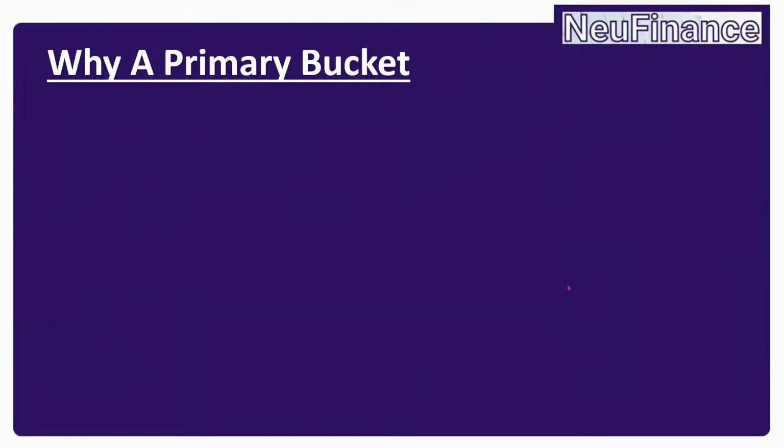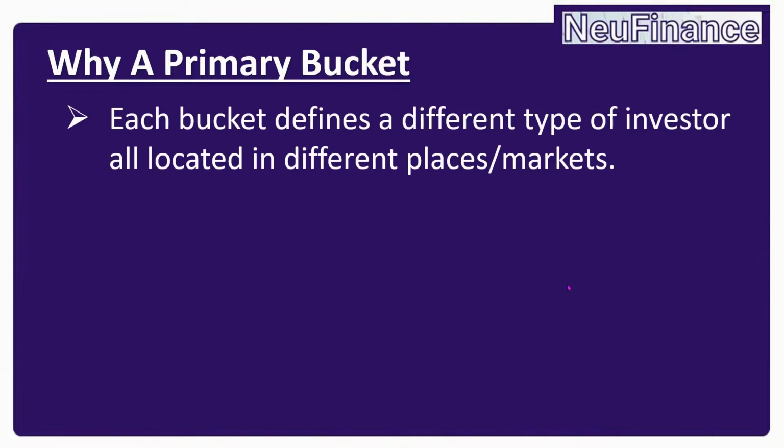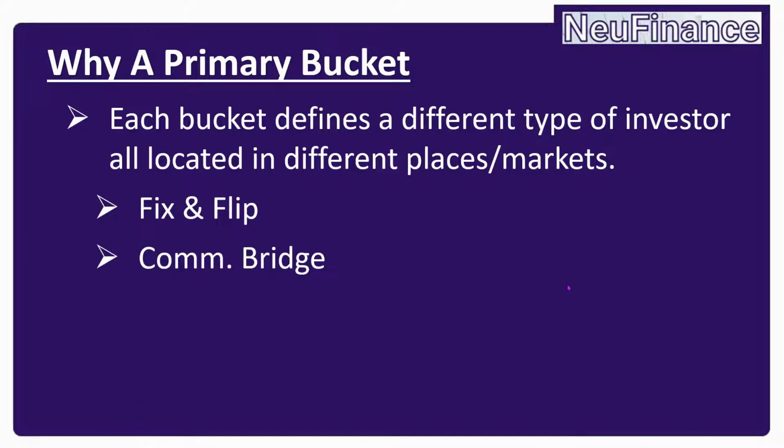Ultimately, you want your primary bucket because you want to dig out a niche in the market. But we know that each bucket is going to define a different type of investor, just like we talked about, and they're going to be located in different places. So we need to have the right kind of lure. Just a reminder, the three primary buckets that we do have are the fix and flip, the commercial bridge bucket, and the perm loan.